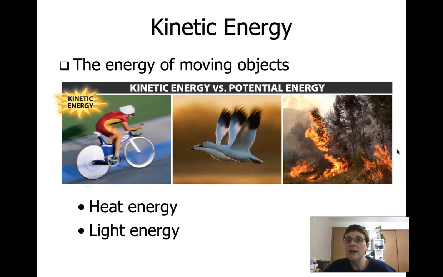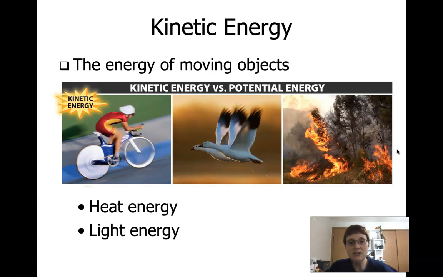So think about a fire, right? That heat moves off of that fire. So that is kinetic energy, as well as light energy. So the light from the sun or the light from a light bulb, that's kinetic energy because the light, and we'll talk about this when we get a little farther into photosynthesis, the light waves are actually moving. And so it is a type of kinetic energy. So we've got kinetic energy, which is the energy of moving objects.